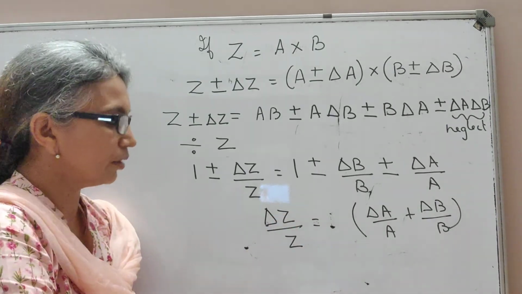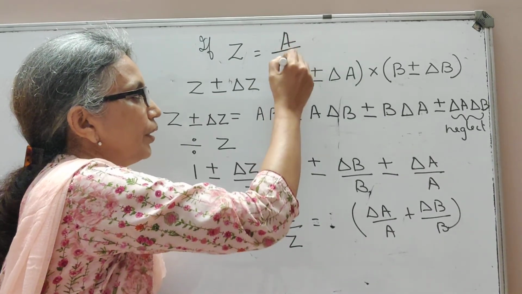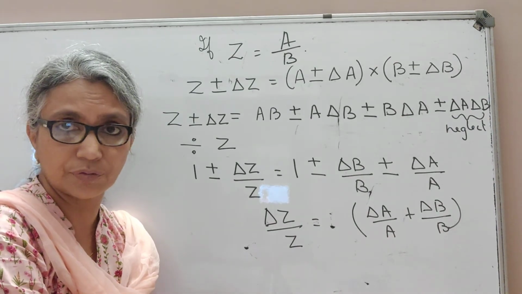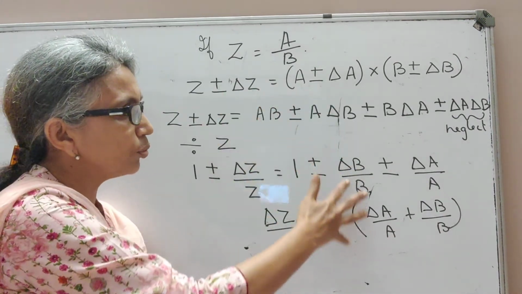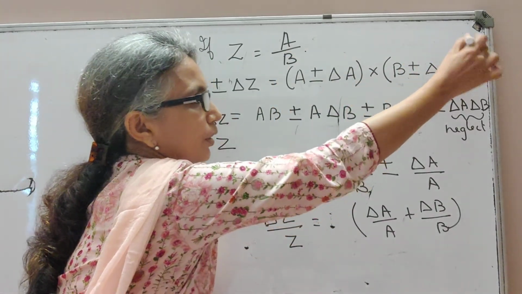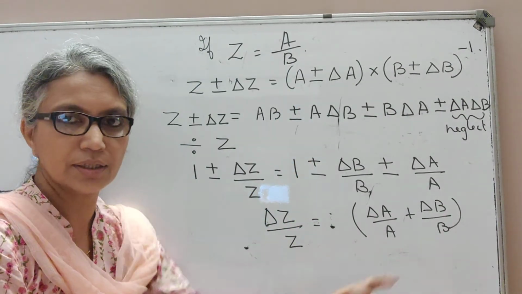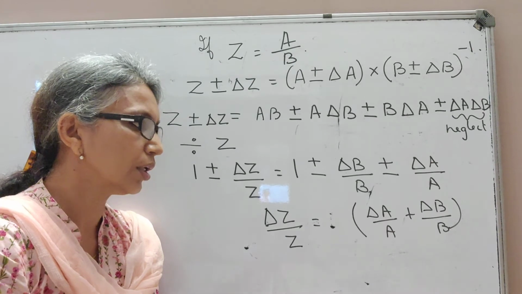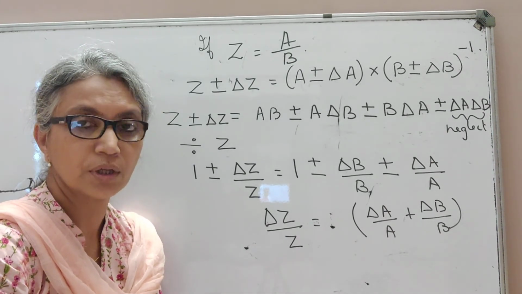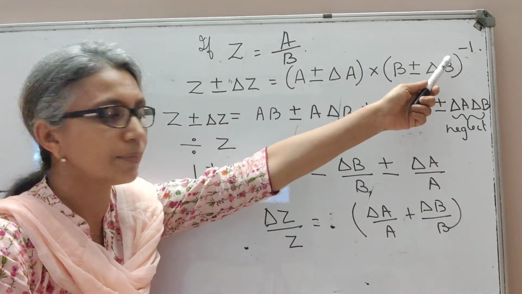The fourth one is Z is equal to A by B, division A by B. Now derivation for that is not given in your textbook, but the final result is given. It is equivalent to doing this only. Only thing is here, because B is in the denominator, you will get a minus 1 here. That's all. But after you do this whole thing, you will get the same result like this. Delta Z by Z is equal to delta A by A plus delta B by B. That derivation is not required for you because it's not there in the textbook, and anyway it's equivalent to this multiplication. Only thing, there's a minus 1 here.